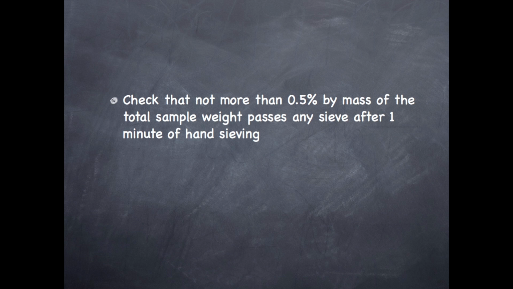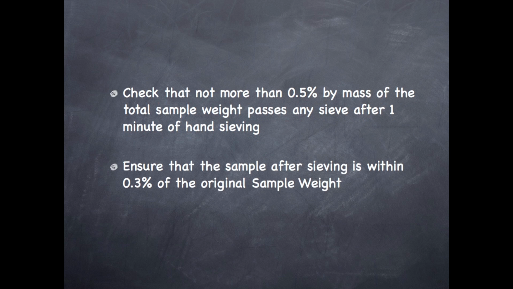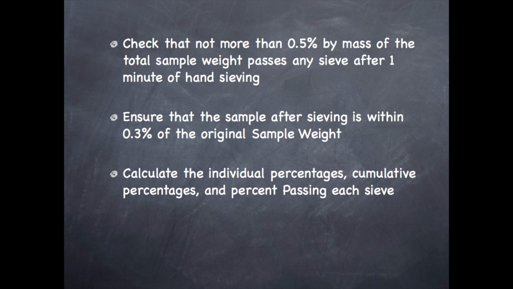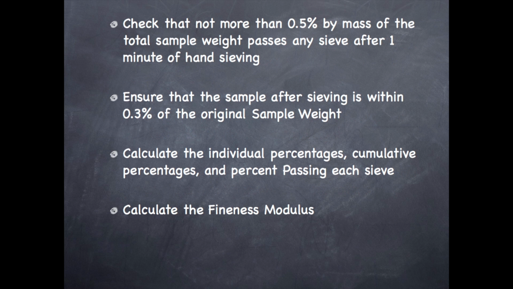Some of the things that we're going to review here are going to be checking that not more than 0.5% by mass of total sample weight passes any given sieve after 1 minute of hand sieving. We'll explain what that is. We're also going to ensure that the sample after sieving is within 0.3% of the original sample weight. We're also going to calculate the individual cumulative percent and percent passing of each sieve. And then finally, we're going to calculate the fineness modulus of a coarse material.